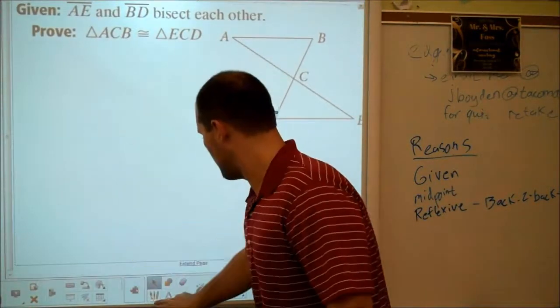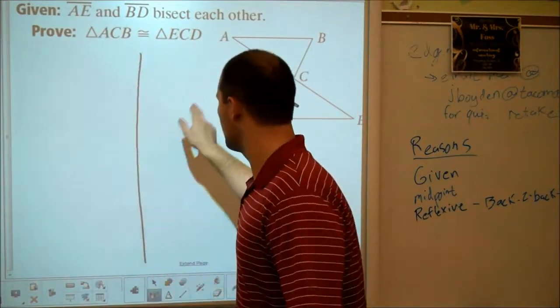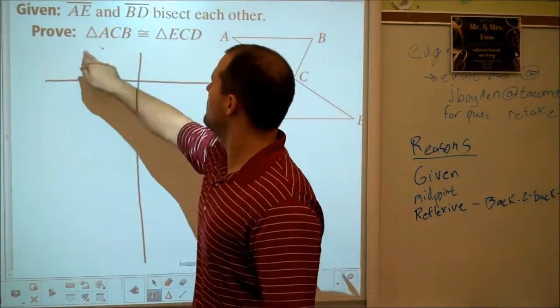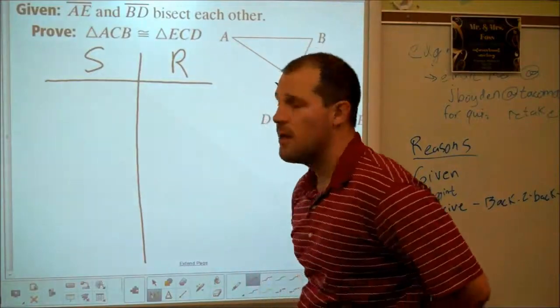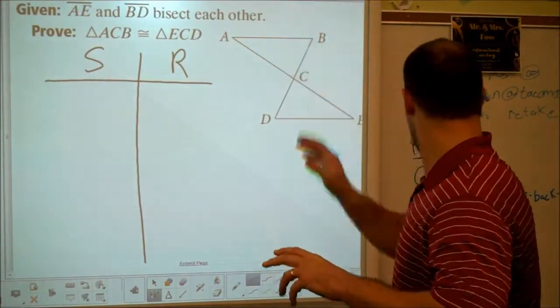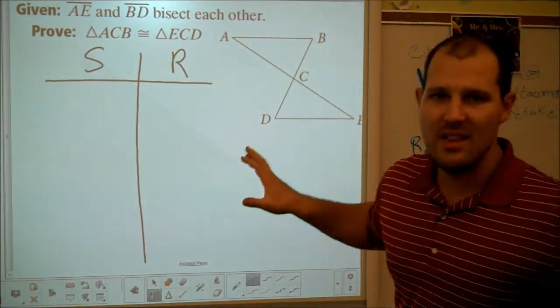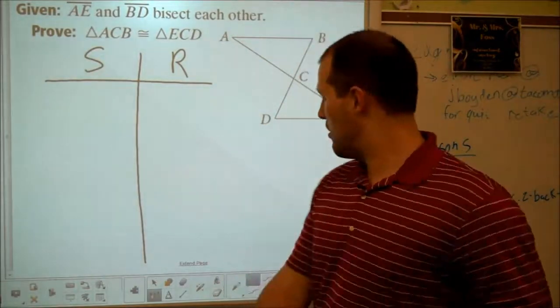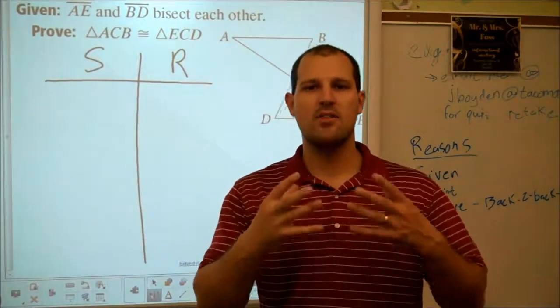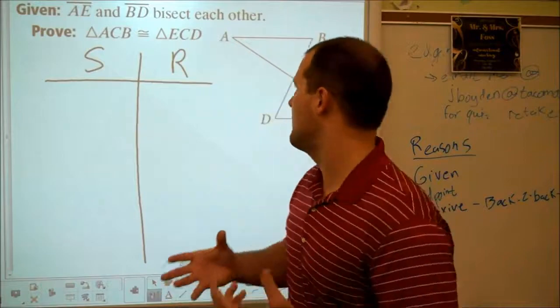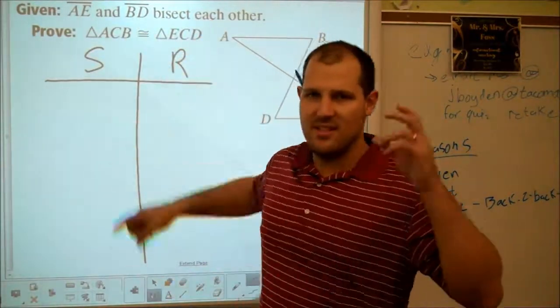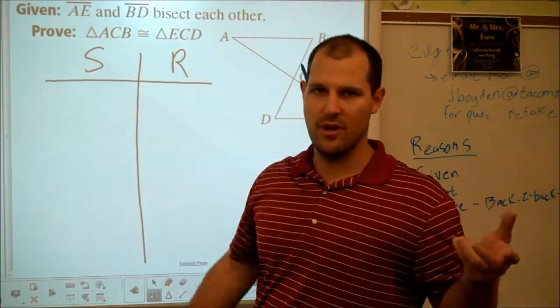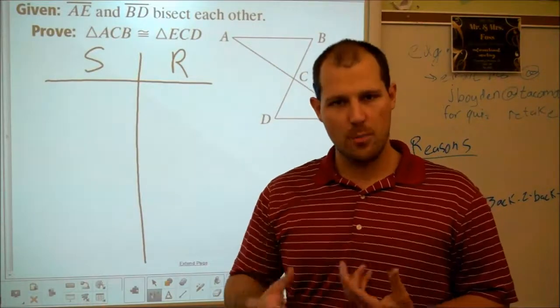Oops, gotta switch back to pen. Statements, reasons. Now the first thing I notice when I look at the given information, when I go to write that down, it's not symbolic. And remember, I said these statements have to only be symbols. You can't write sentences. However, that's a sentence. It's got words in it. You can't write words over here. So what we have to do is interpret that information.